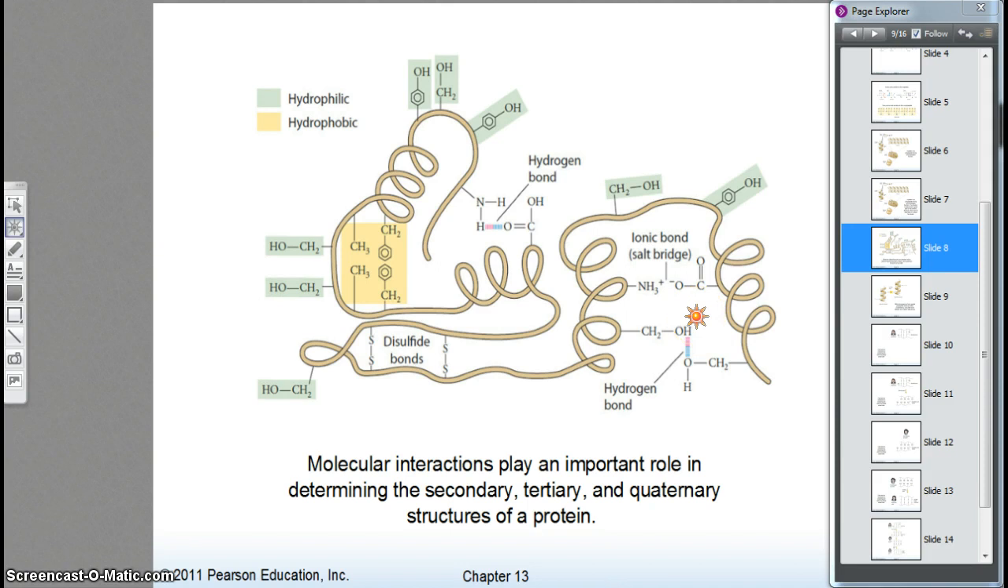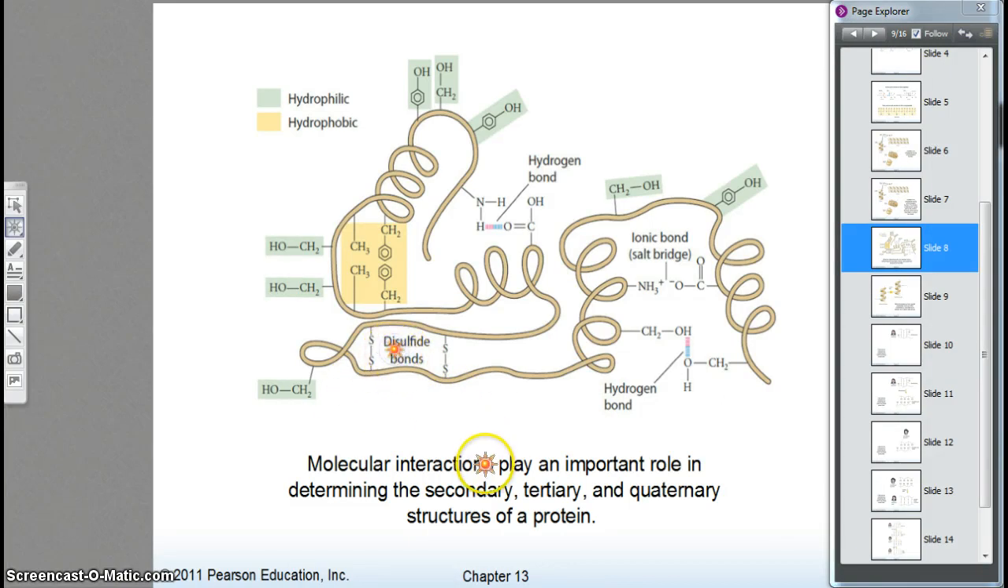The tertiary structure refers to the shape of the entire chain. That's maintained by electrical attractions between amino acid side groups. Factors that affect tertiary structure are disulfide bonds, which I will show you right here.